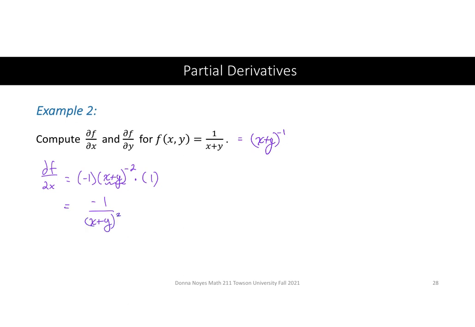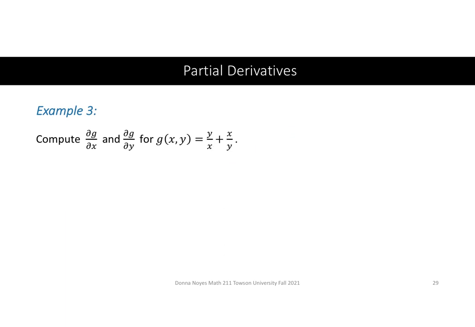And in this particular case, when we look at del f del y, funny thing is we're going to end up with the exact same thing because we still have the negative 1 times x plus y to the negative 2. But now the derivative of the inside with respect to y, we're going to pretend it's essentially 1 plus y. Well, the derivative of 1 would be 0, and the derivative of y would just be 1. So in this particular case, we end up, funny enough, with the exact same partial derivative. It's not all that common, but it happens sometimes.